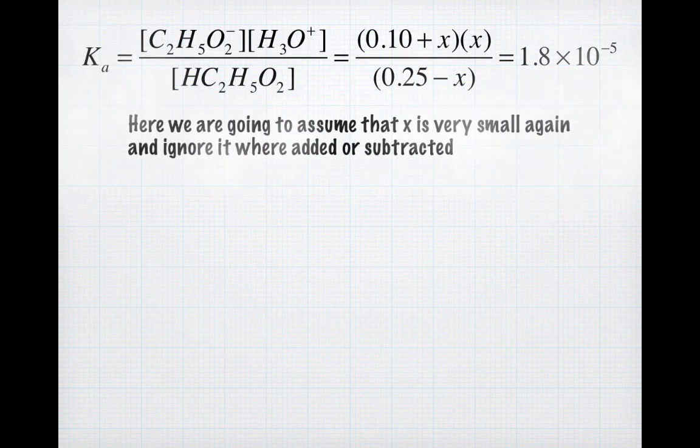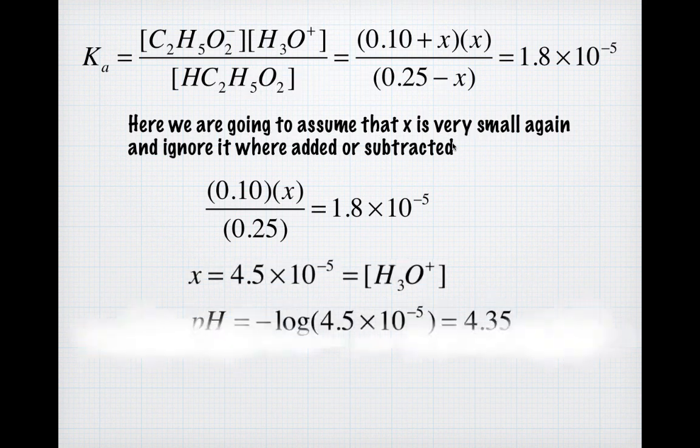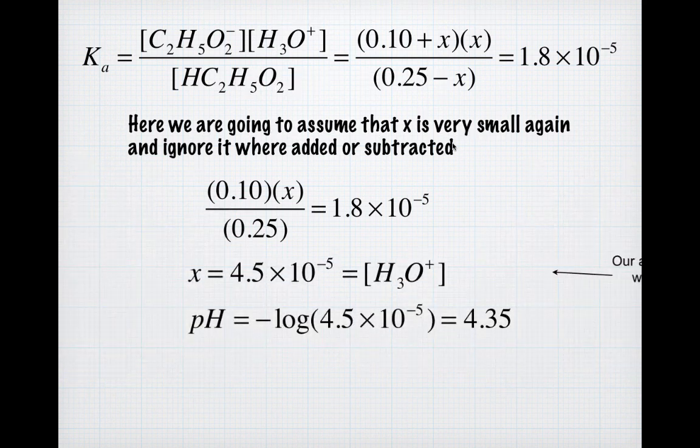So here we see a very small Ka, and we are going to assume that wherever x is added or subtracted, it's going to be much smaller than what we are adding or subtracting from, and that we can ignore it. So again, we'll always check that. So that simplifies our equation. We end up with 0.1 times x over 0.25, and we solve that for x, and we get a value for x of 4.5 times 10 to the minus 5.